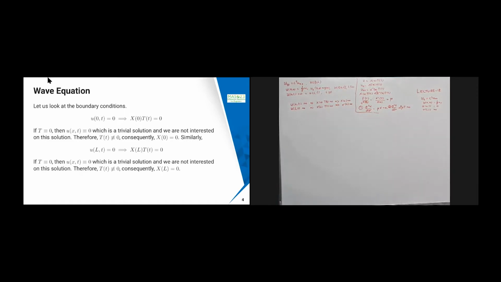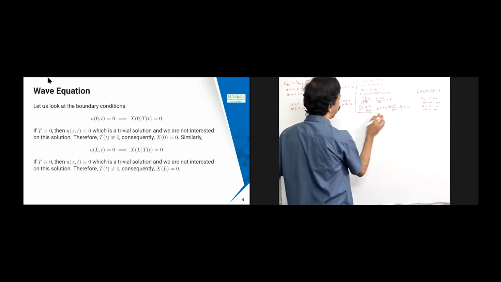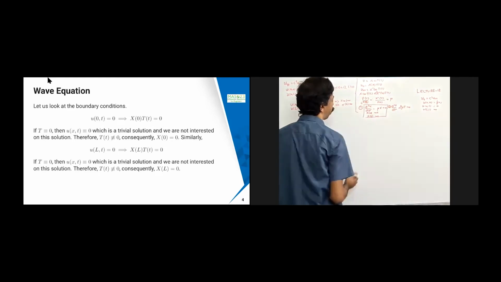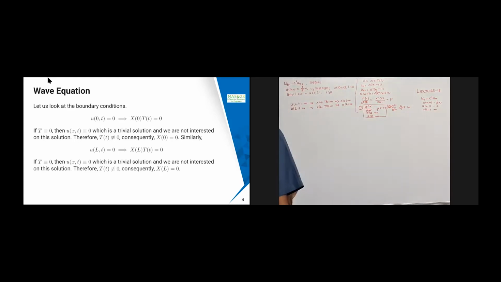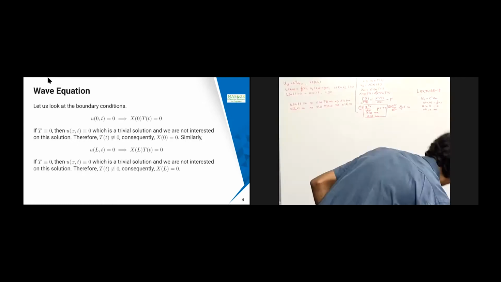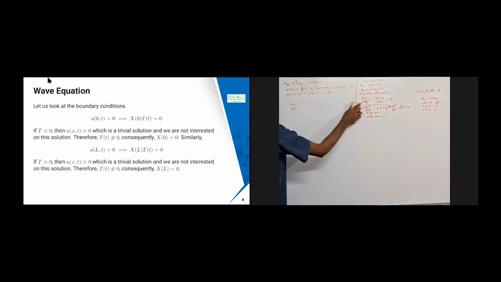So together with this, I'm going to use this condition. X of 0 equal to 0 is one condition, and X of l equal to 0 is another condition. Now let us solve the problem I boxed and find the answer for it. Let me erase this, since we have already found it.